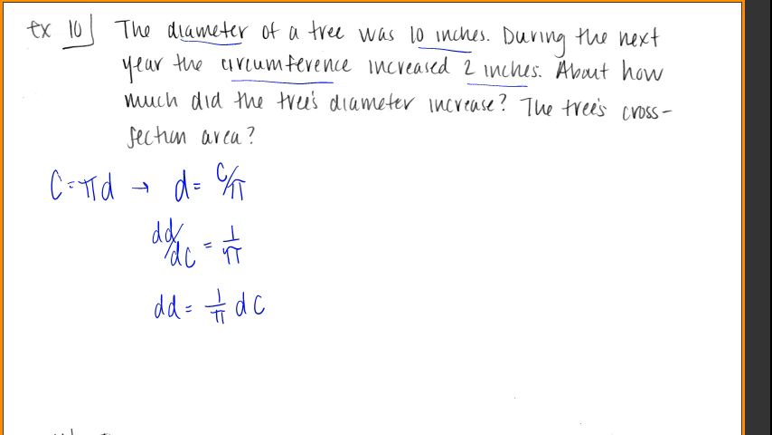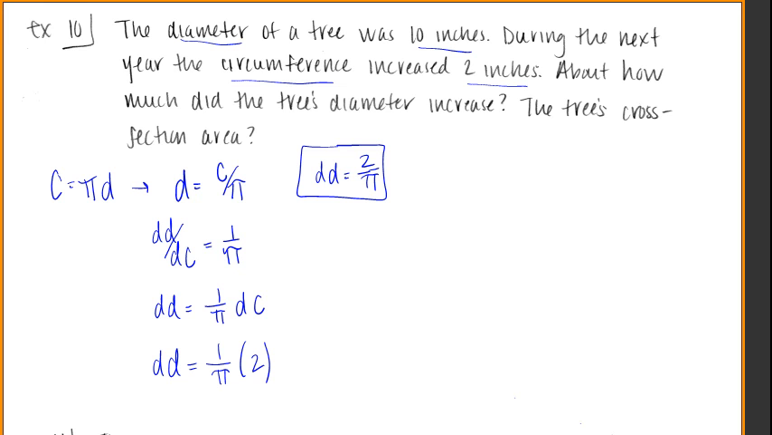Okay, so taking some information that was given to us, the way we can look at it is the derivative of the diameter, or the change in the diameter, is 1 over pi times the change in circumference. Well, the change in the circumference was 2 inches. So in all, the change in the diameter was 2 over pi. Okay, so that's part of our answer.